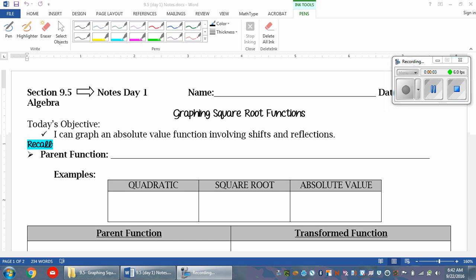Welcome back. Today we're going to be working on graphing square root functions. So we're going to be dealing with a new pattern today.